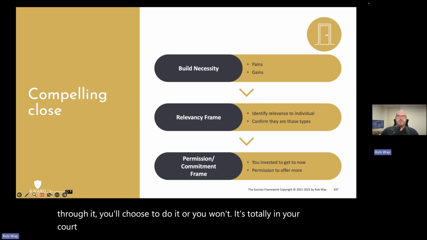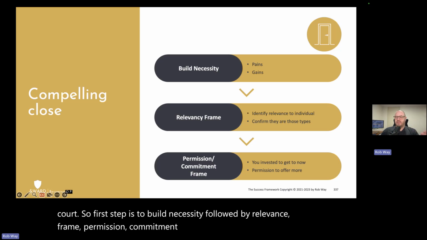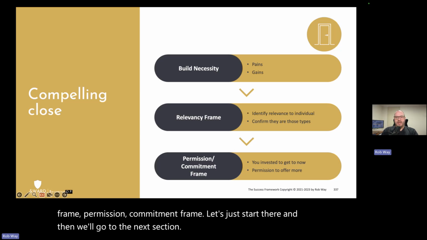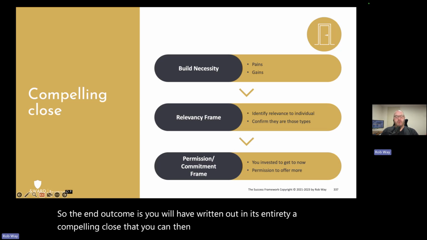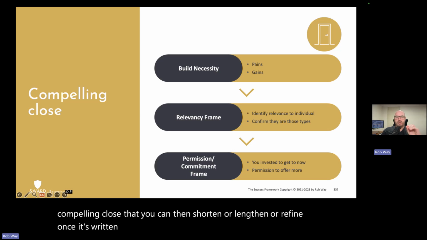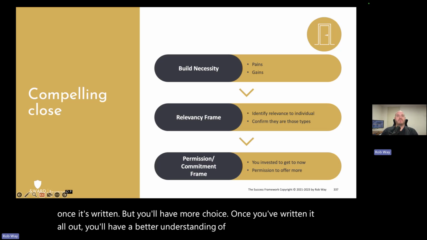So the first step is to build necessity, followed by relevance frame, permission, commitment frame. Let's just start there, and then we'll go to the next section. So the end outcome is you will have written out in its entirety a compelling close that you can then shorten or lengthen or refine once it's written. But you'll have more choice once you've written it all out. And you'll have a better understanding of your products and services.